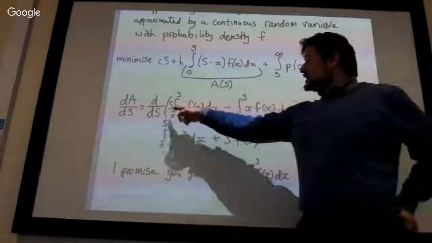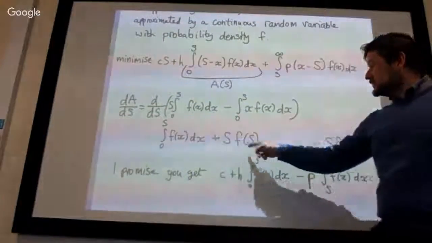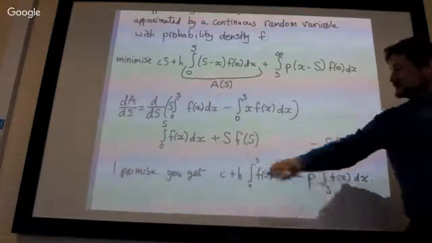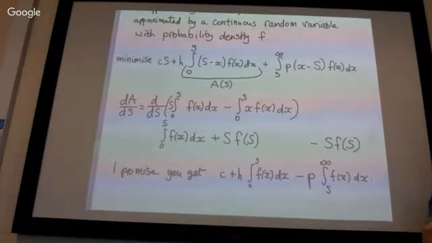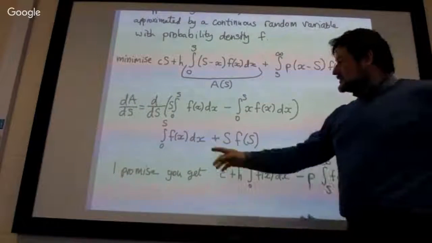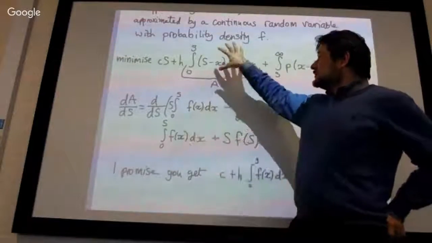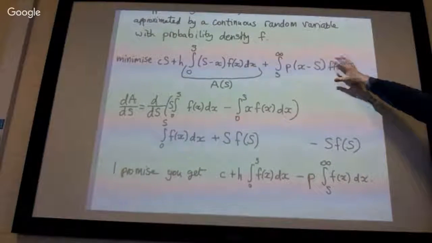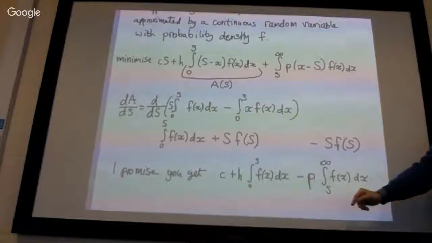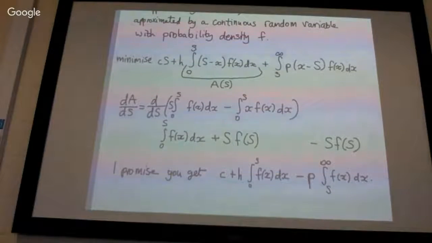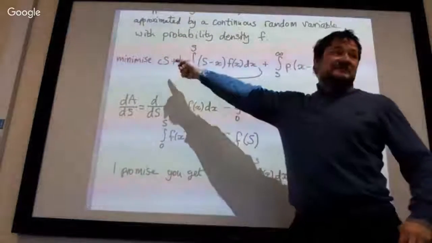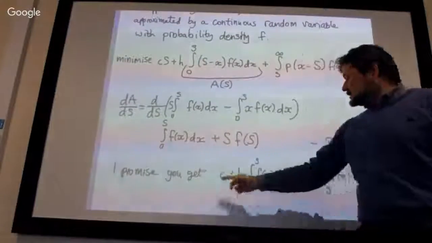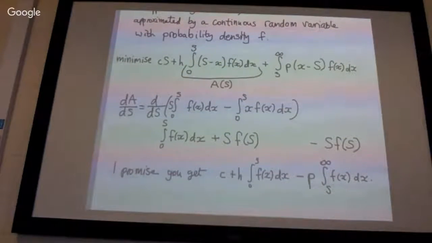For this one, we differentiated as a product of two functions, so we got this. Now, these cancel. And this is what's left over as the derivative of that term. Now, if you do a similar trick with this term, what you're going to get is this. And CS is just a constant times variable, so the derivative is the constant. So now this is what the derivative of the cost is.